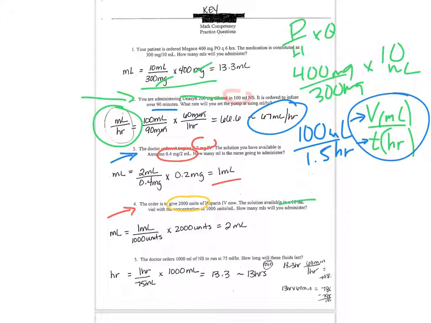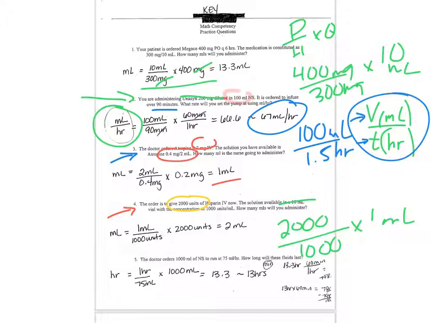They threw in some extra information for us that we didn't need to know, that it was available in a 10 milliliter bottle. We just need D, H, and Q. I need the ordered dose, D, divided by H. It comes 1,000 units per 1 milliliter. So there's D, H, and Q there.